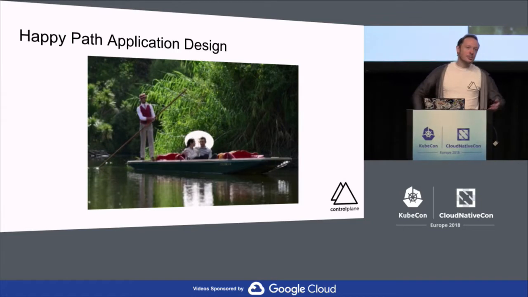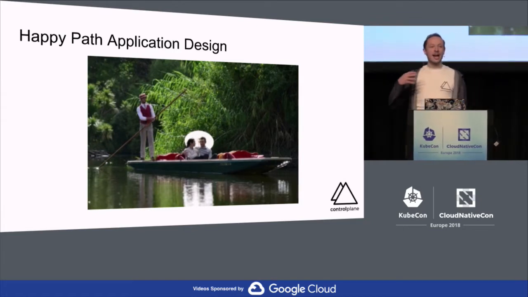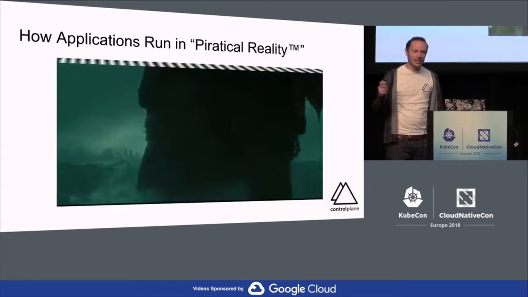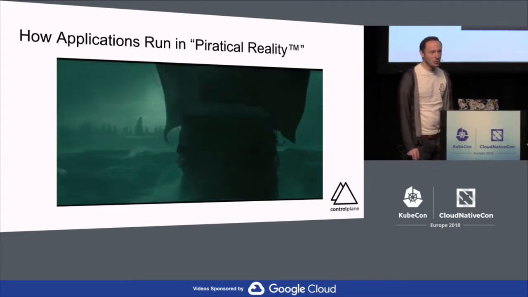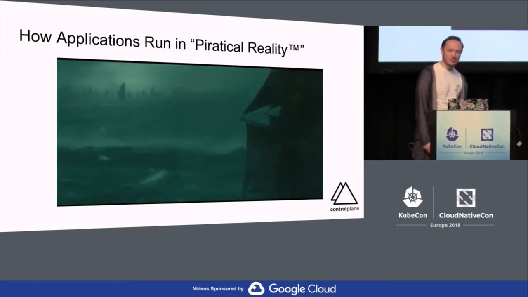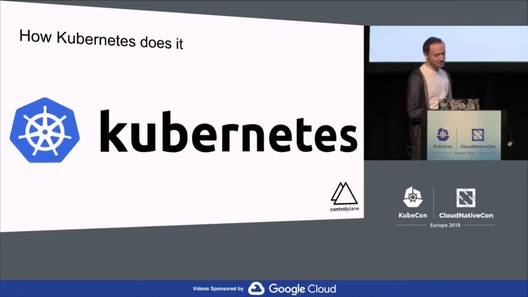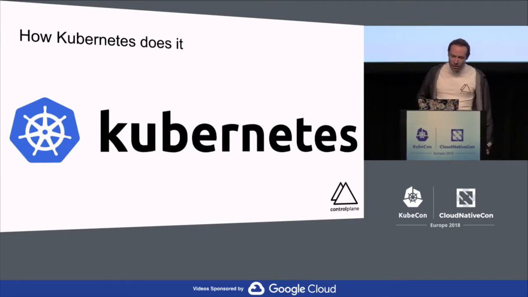We think about runtimes, and we write software for the happy path, for the day boating on the lake, when in reality, there are pirates everywhere. We should be designing our systems for hostile conditions. Resilience is key. So, how does Kubernetes do this?